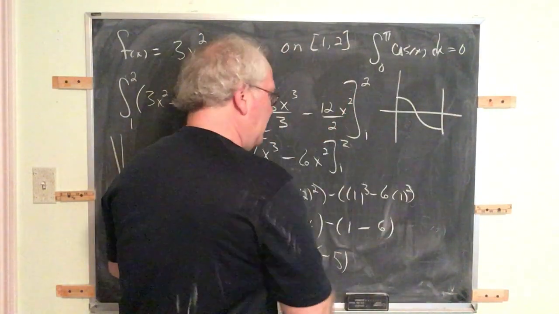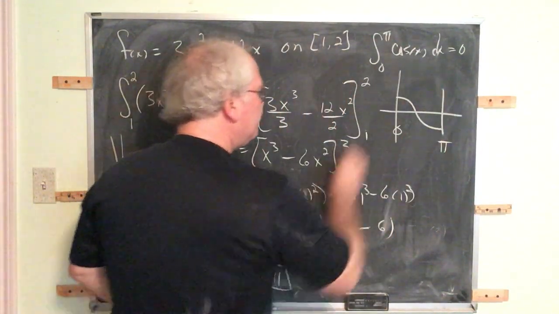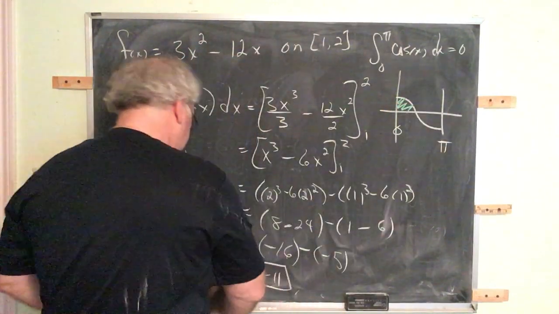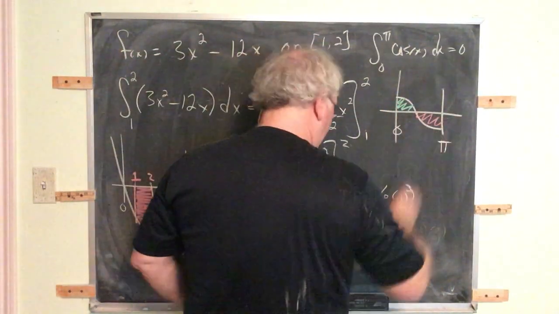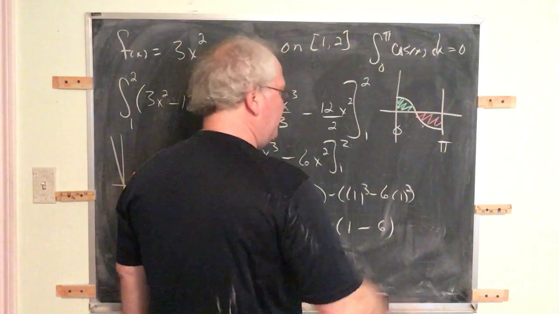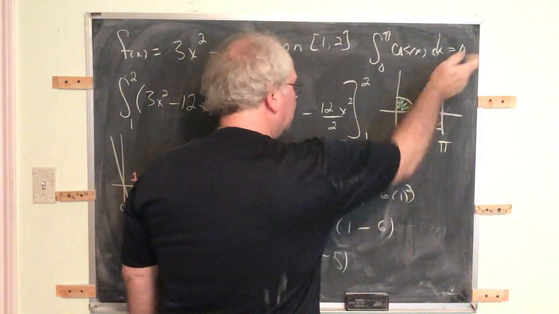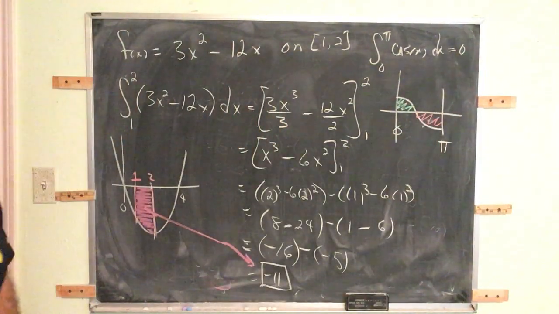That's the graph we're playing with. Here's 0, here's pi, there's the cosine graph. This piece is above the axis, this piece is below the axis, and they're symmetric. That area and that area are the same, except this is positive, this is negative. So when you add those two together, it's not too surprising that quantity turns out to be 0.